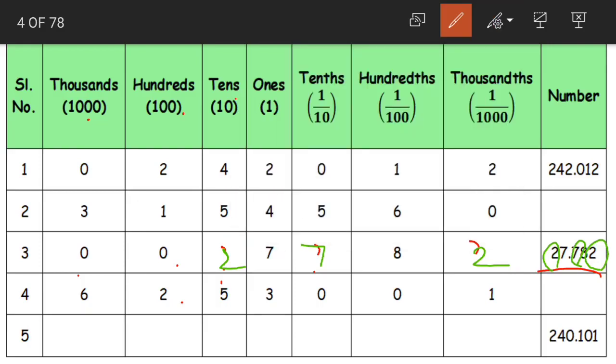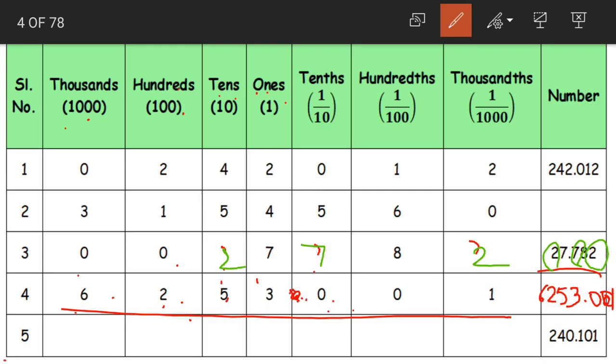The next question, 62530. Thousands, hundreds, tens, ones. As I said, after ones keep the decimal point. Now this will be our number. What is it? 6253.001. Understood? After ones we have to keep the decimal point.